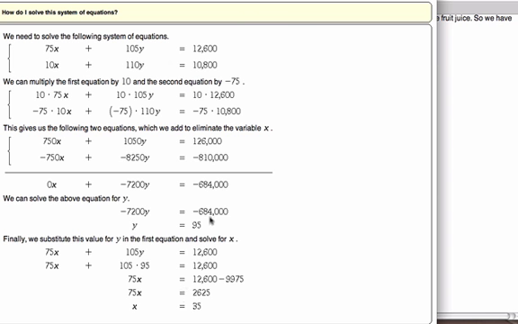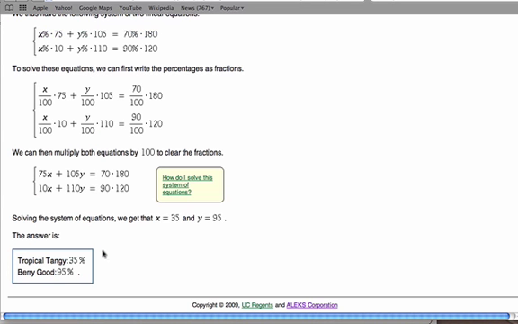And there's your solution. That's going to be 35% and 95%. So we come back here and remember that x is the percentage of pure juice in tropical tangy. So that's going to be 35% pure juice in tropical tangy, and berry good is 95% pure juice.